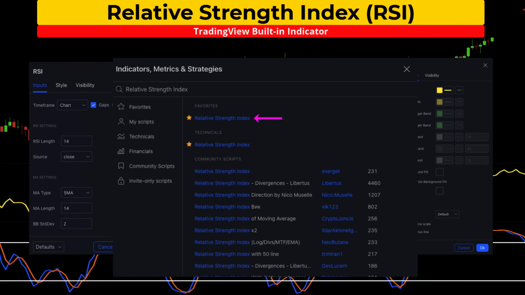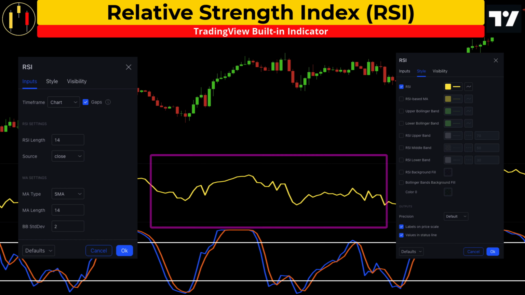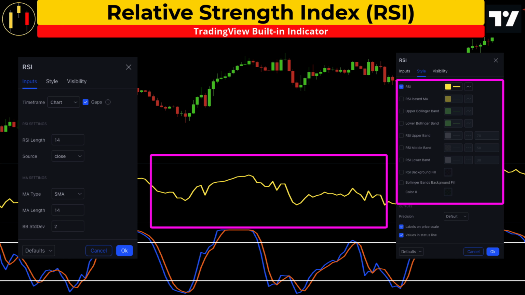The first indicator is the Relative Strength Index, also known as the RSI. Inputs will be kept at default, and I'm going to uncheck all the style boxes except for the RSI itself and color it in yellow so you can see it more clearly.